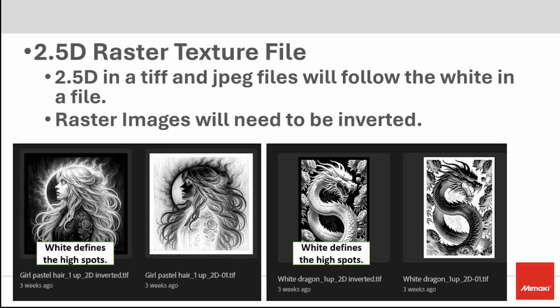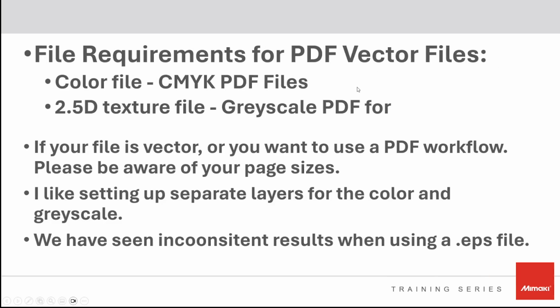The most important part of this is if you're using the TIFF workflow and you're using raster images, then sometimes your artwork will need to be inverted. The reason is that when you're dealing with raster images, the white areas in your grayscale file are going to be the high spots of your print. You'll see, and we'll talk to Christine about it later, that sometimes you'll want to adjust, it depends on what it is, but just understand that when you're working with a raster image, a TIFF or a JPEG file, it will follow the white in your file, which is different than a PDF.